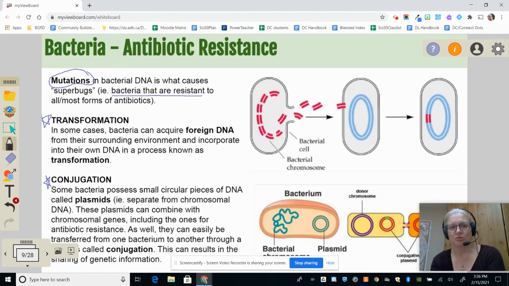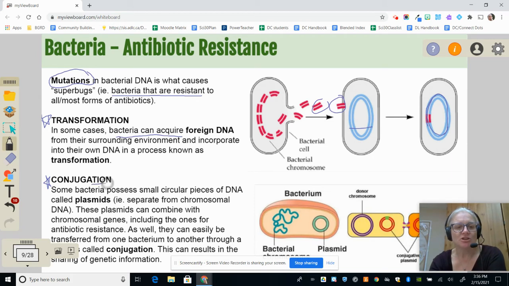First way is called transformation. And so what bacteria can do is actually just take pieces of DNA that just happen to be in the environment into their cells and bring it right into the plasmid, this circular DNA that they have, which is separate from their chromosomal DNA that they pass on.